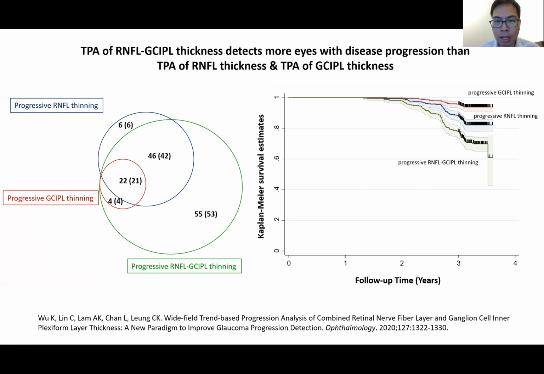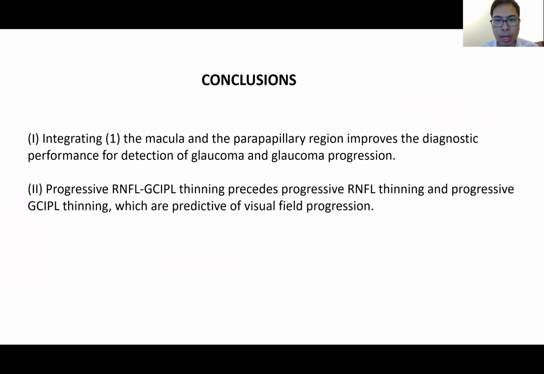So again, the take-home message here is that we need to go wider. We need to study not only the rim, not only the optic disc region, but we also need to study the macula. We need to integrate both regions in order to improve the performance for detection of glaucoma and its progression. And second, we need to go deeper. When we are able to combine the two layers together, when we are able to combine RNFL and GCIPL together, we are able to detect change earlier, and we're able to detect more change compared with the progression analysis of the individual layer.